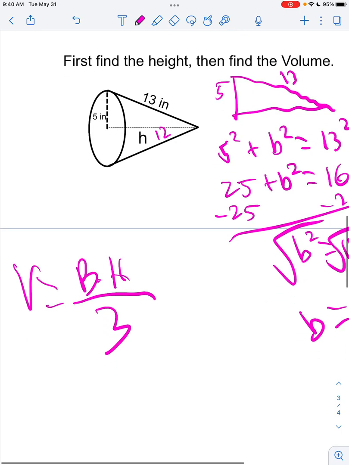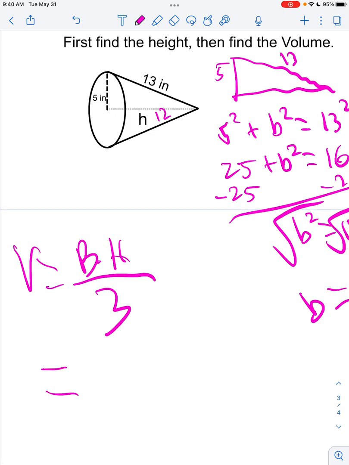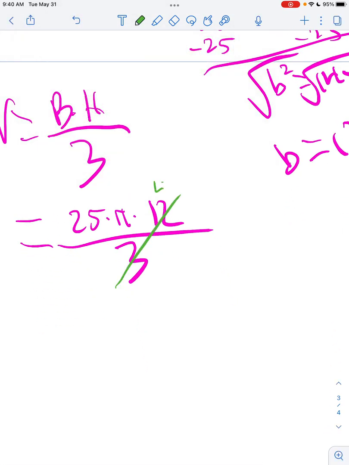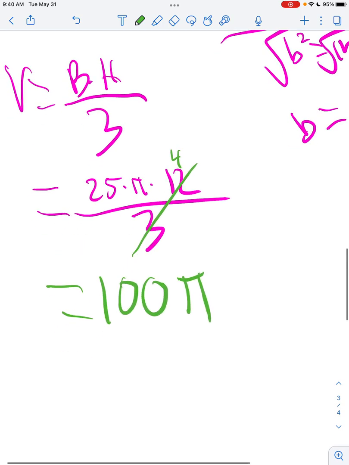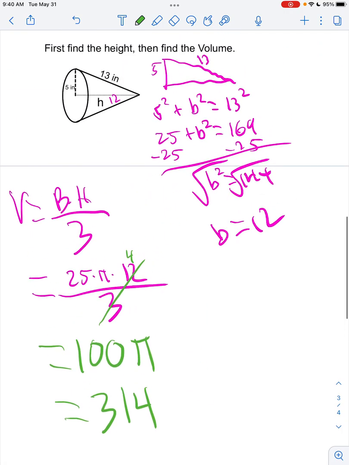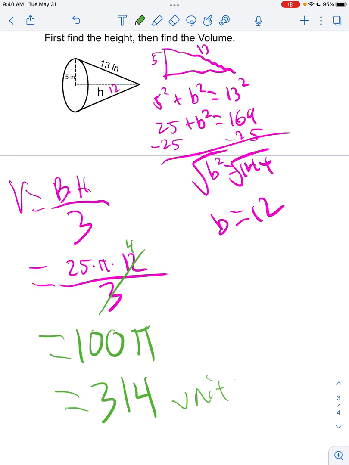So my big base is pi r squared. So 5 times 5 is 25 times pi times my height of 12. We just did math to find 12. Then we're going to divide by 3. I'm going to simplify this right here. 25 times 4 is 100 pi. And then 100 times 3.14 gives me 314. Let's just say units cubed.